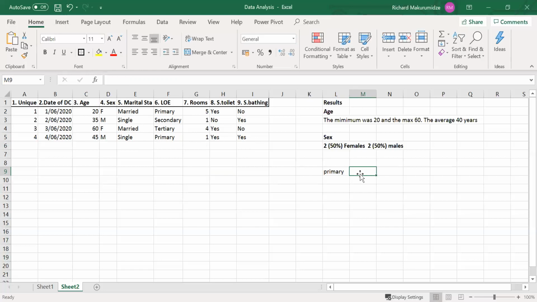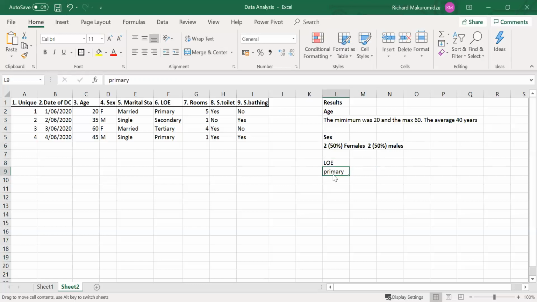Primary, how many primary? 1, 2, two have primary. Then secondary, how many? We are now summarizing. Remember, one thing I need to show you. You can put your results by narrating, which means you are writing. Out of your study participants, you write whatever you're writing, either with percentages or frequency.